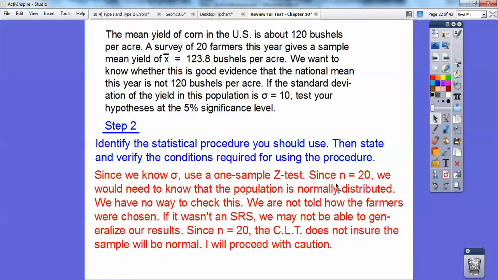Since n equals 20, we need to know that the population is normally distributed. Well, I don't see anything about a normal population, so there's really no way to check this unless they told us that. And we're not told how the farmers were chosen, so we don't even know if it's a simple random sample. If it's not an SRS, then we may be unable to generalize our results. Also, since n equals 20, the central limit theorem does not ensure the sampling distribution is going to be normal. So keep doing your calculations, but say something like, I'm going to proceed with some caution, because it just might not be normal.